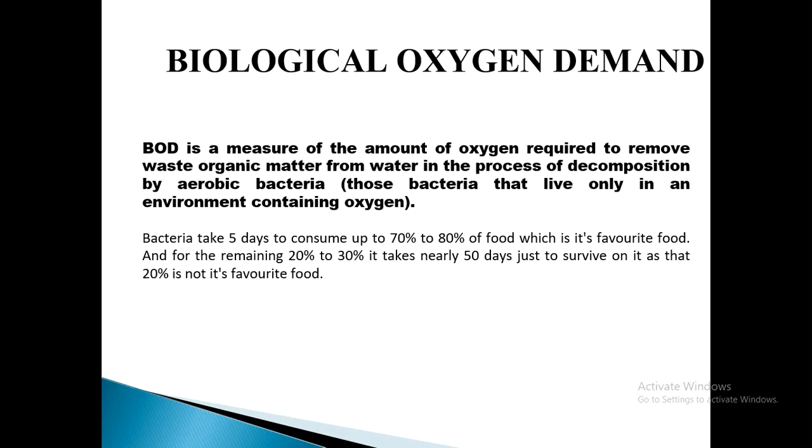Actually, bacteria take 5 days to consume up to 70 to 80% of food, which is the human dirt. It is the bacteria's favorite food, and for the remaining 20 to 30%, it takes nearly 50 days just to survive on it, as that 20% is not its favorite food. So those bacteria that live only in an environment containing oxygen are aerobic bacteria, and an environment not containing oxygen will be anaerobic.